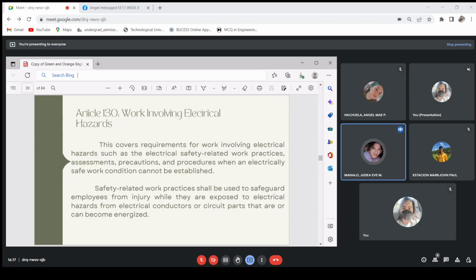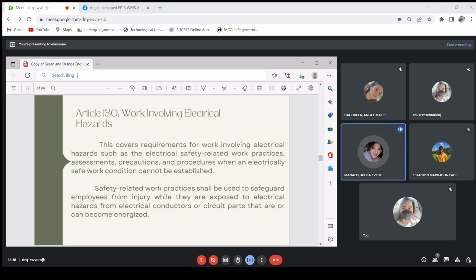And this would be performed as permitted in accordance with what the first reporter said in Article 110.4, and all the following requirements shall apply. Only a qualified person shall be permitted to work on electrical conductors or circuit parts that have not been put into an electrically safe work condition. And the second one is, an energized electrical work permit shall be completed as required by Article 130.2.